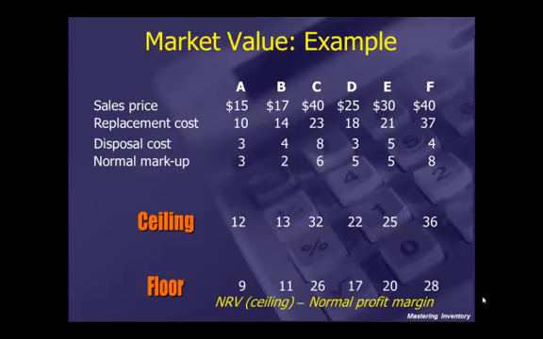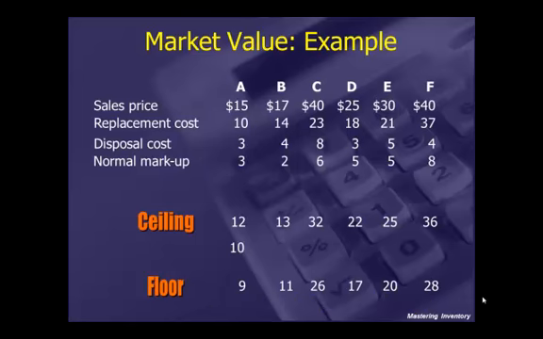All right, let's look at the floor. The floor is the net realizable value, the ceiling, minus the normal profit margin. So on A, you would take the ceiling, which is 12, subtract the normal markup on A, which is 3, and that's 9. On B, the ceiling is 13, less the normal markup of 2, and that would be 11. On C, the ceiling is 32. The normal markup is 6, so that would be 26. So that's the pattern.